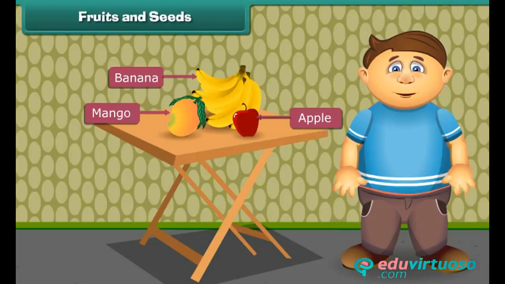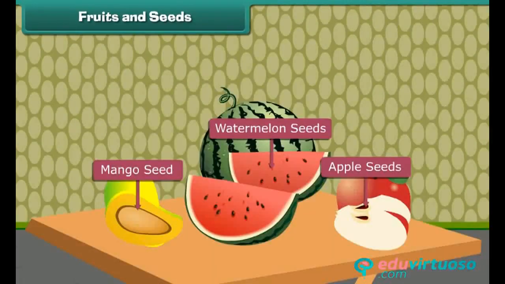Friends, seeds are present inside the fruits. Some fruits, like mango, have only one seed inside them, while others have many seeds, like in apple and watermelon.